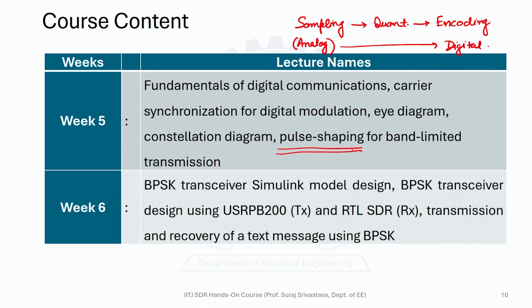So we'll design a BPSK transmitter and receiver in the Simulink model. We'll see the waveforms, and then we'll do the same experiment on the SDRs. So we'll take a text message or a digital signal, which is a binary signal, which we will transmit through the USRP B200 SDR as a transmitter, and then we'll recover the signal using RTL SDR, which will act as the receiver.